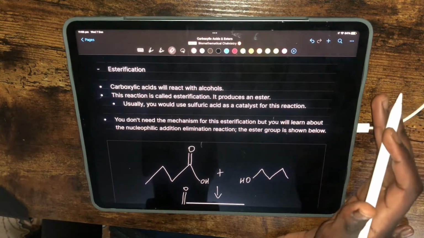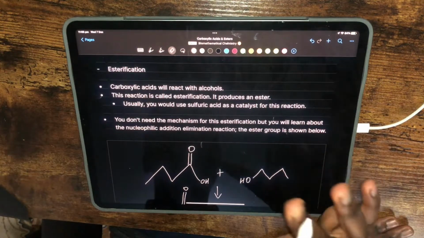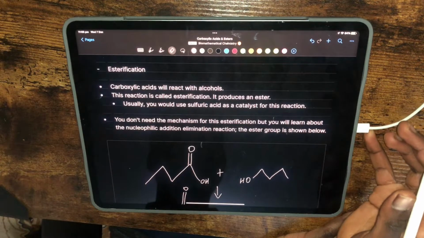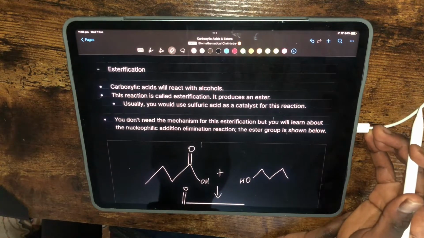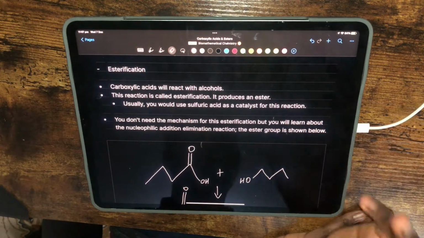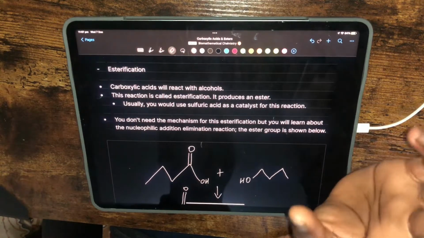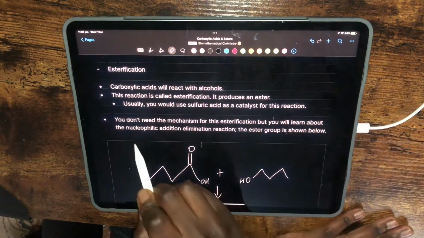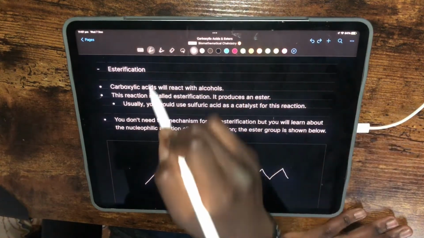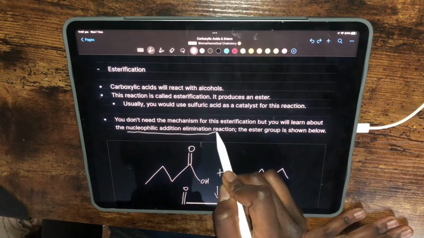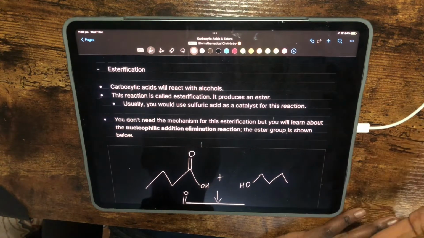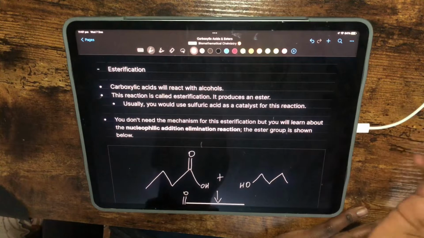Now, you don't need the mechanism for this particular esterification example here, because I'm going to be going through saponification, and in particular forming vegetable oils and fats, glycerol, all of that. So you don't have to know about that esterification, but you will need to know about the nucleophilic addition-elimination reaction. I will go through that in a separate video. This isn't for today, but it's the actual mechanism between alcohols and carboxylic acids that forms the esters.